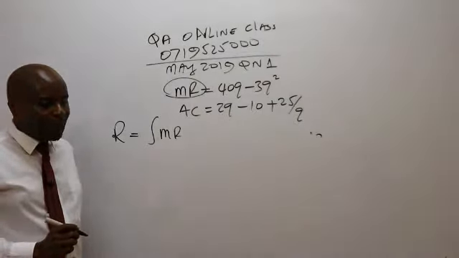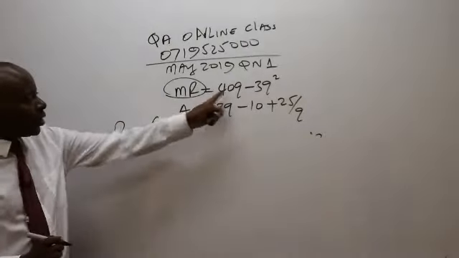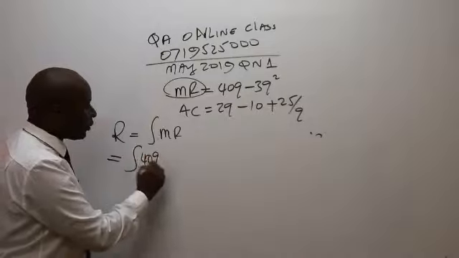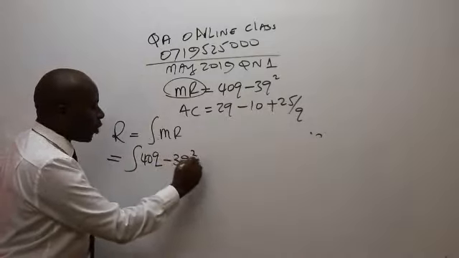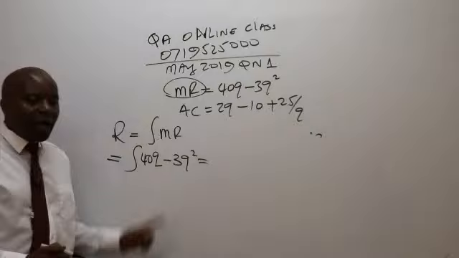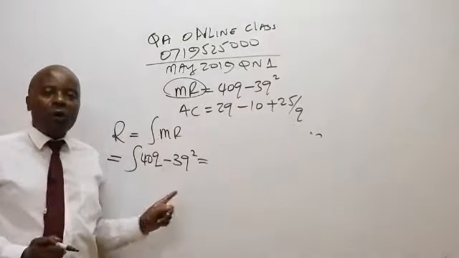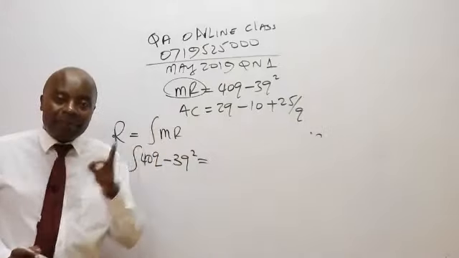Marginal revenue. So we want to integrate this marginal revenue here, which is 40q minus 3q squared. So could you kindly go ahead and integrate this for us? So how do we get to integrate? Integration is a simple thing.